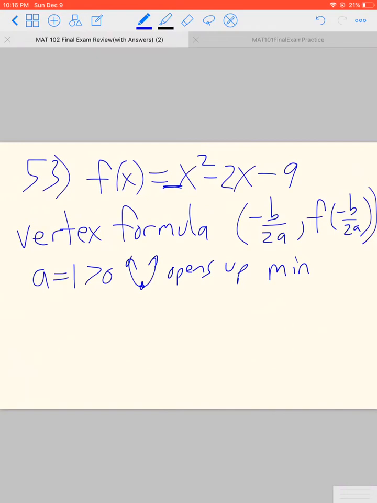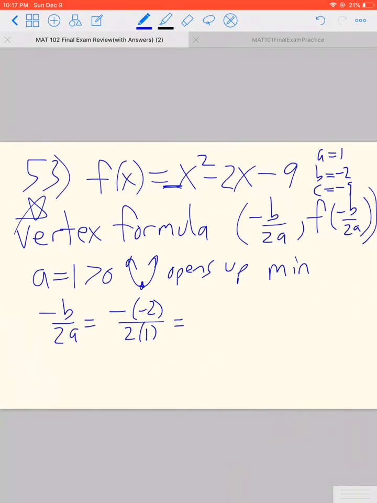To find the minimum value, we're going to use the vertex formula. This is an absolutely essential formula you have to know for the final. The coordinates of the vertex are going to be given by negative b over 2a, and then the y coordinate is just f of negative b over 2a. In this case, a is 1, b is negative 2, and c is negative 9. So the x value is negative b over 2a, which would be the negative of negative 2 divided by 2 times 1, which would be 2 over 2, which is 1.